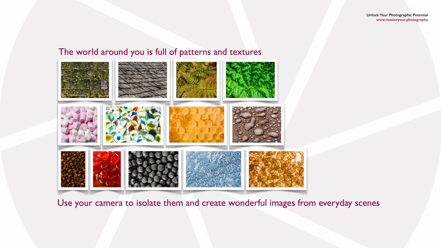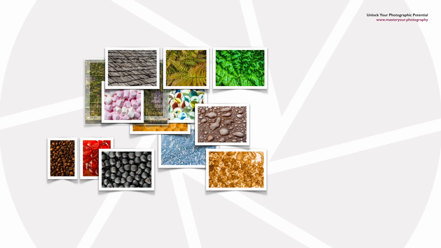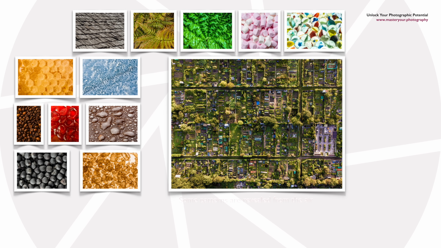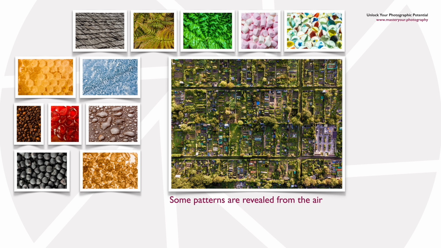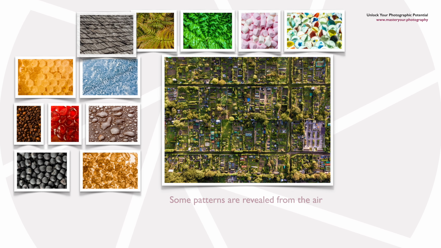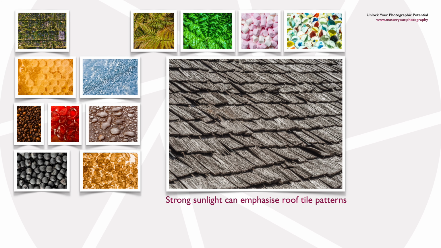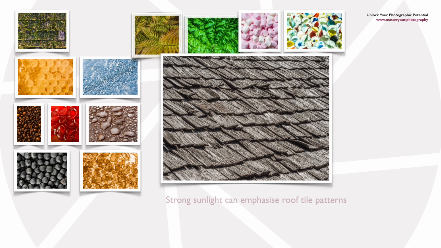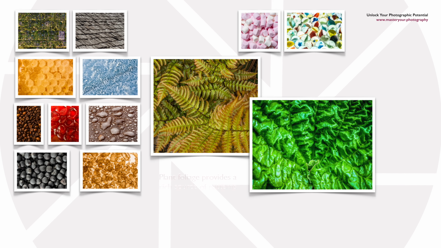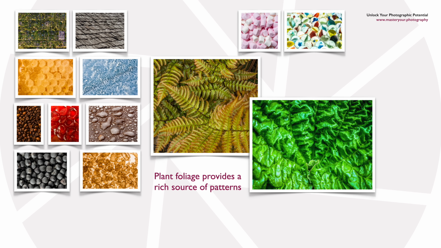Now, some patterns don't actually reveal themselves until you get a different viewpoint. Quite often an elevated viewpoint will reveal patterns that you just don't get to see when you're down on the ground. If you've got a drone, that's fantastic. If not, just get up high and look down on things. Harsh sunlight is brilliant at revealing textures in things such as roof tiles. And just have a walk around your garden or any public space where there are plants, and what you'll see is that plant foliage is a brilliant source of patterns and textures.